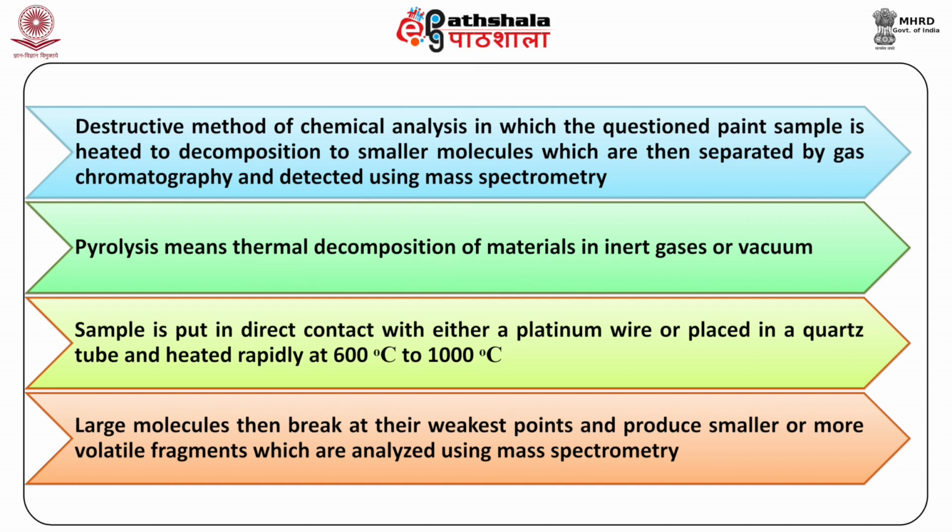The sample is put in direct contact with either a platinum wire or placed in a quartz tube and heated rapidly at about 600 degrees Celsius to 1000 degrees Celsius. The large molecules then break at the weakest points and produce smaller or more volatile fragments which are analyzed using mass spectrometry. Further, let us discuss a little bit about what we mean by gas chromatography and mass spectrometry in general.